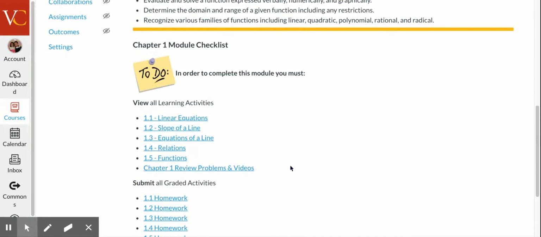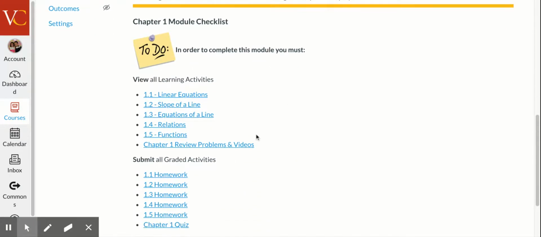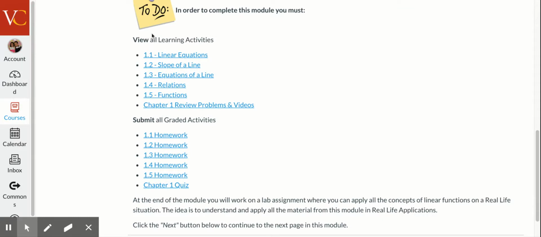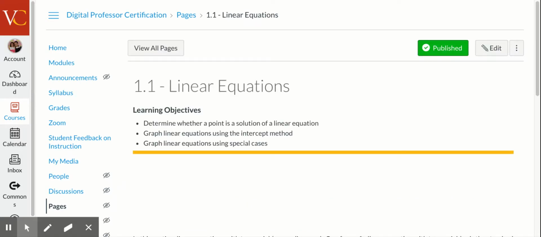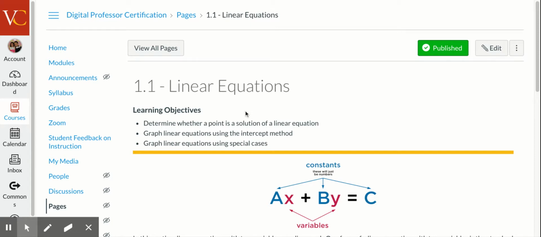We're going to achieve this by going through learning activities. Every student should go through all these sections, and a learning activity in this case is the lecture, which is how they're being explained the lesson. So the first one is 1.1 Linear Equations.